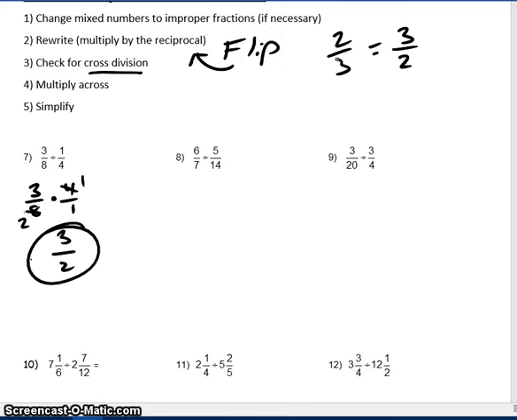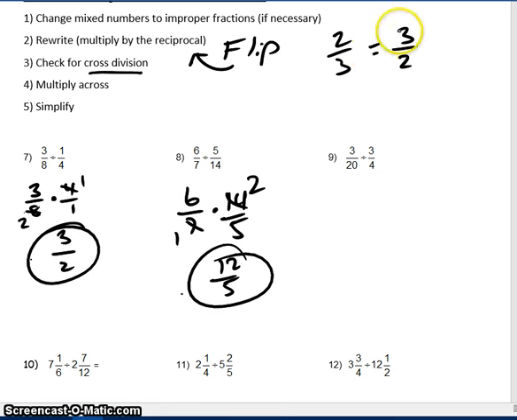Got mixed numbers? No. So we rewrite it, 6/7 times 14/5. Do you see any cross division? I do. 7 fits into 7 one time and into 14 two times. Now we can multiply across. 12/5. There we go. See, it's not bad.